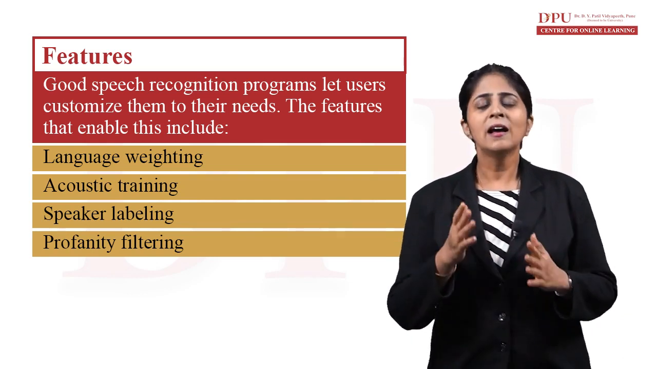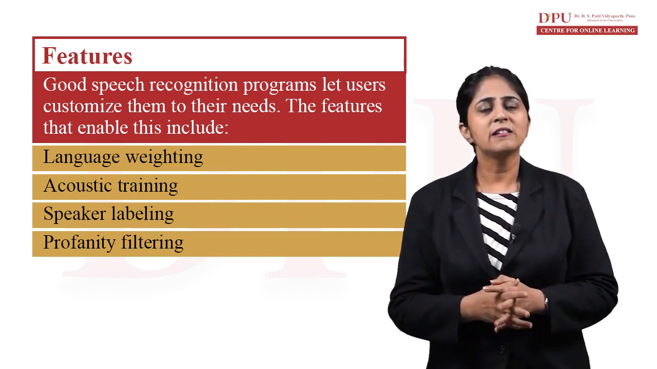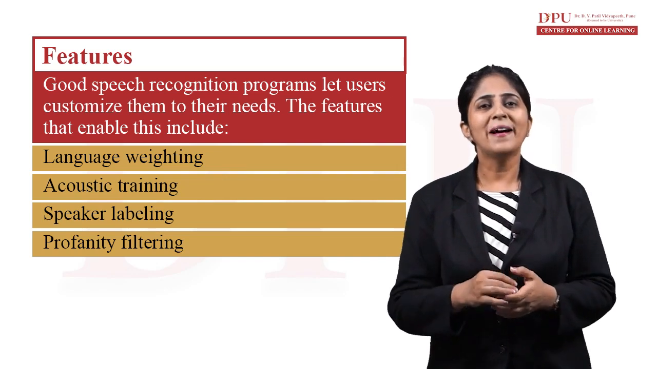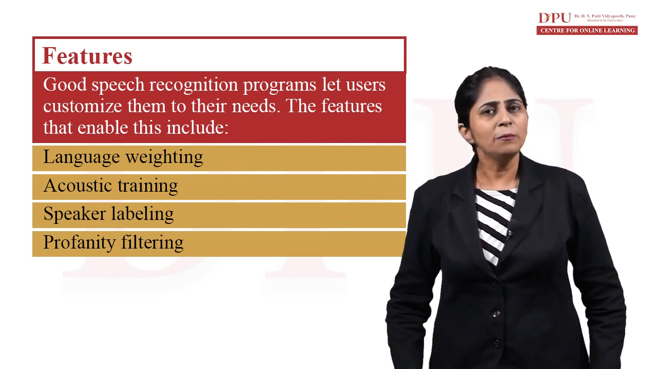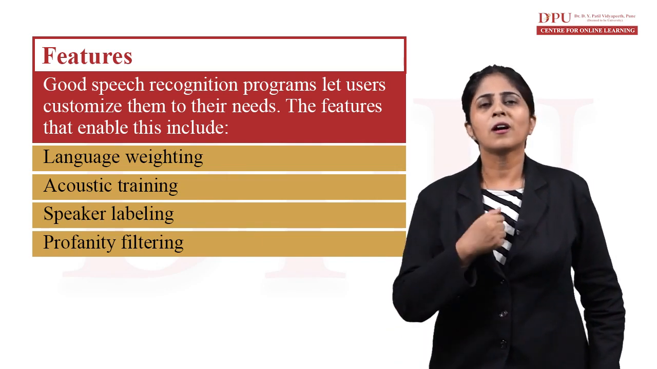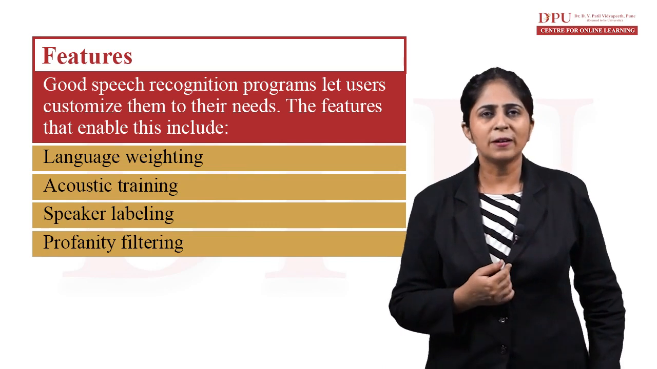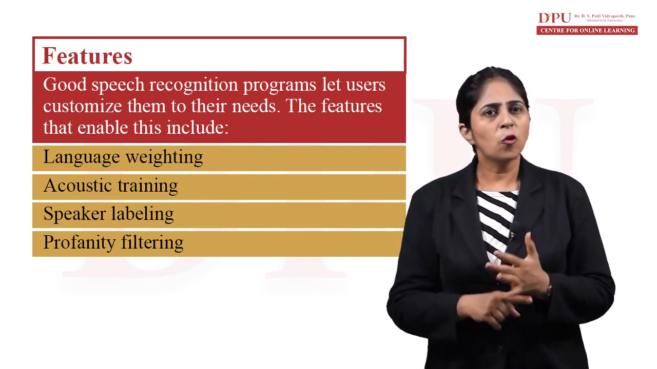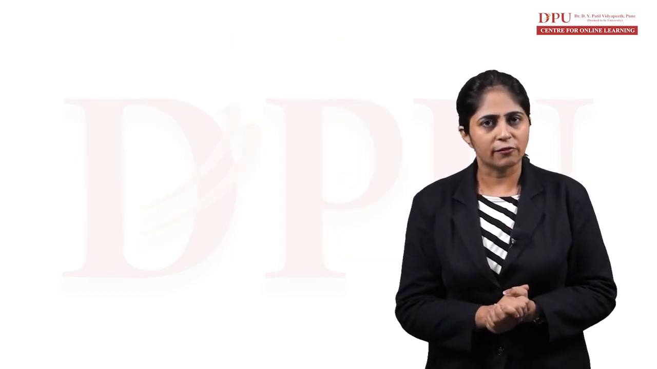So basically our speech recognition systems work like smart devices also. They work in a smarter way by providing us with different features which can be very beneficial for recognizing speech spoken by different people. These features include language weighting, acoustic training, speaker labeling, and profanity filtering.